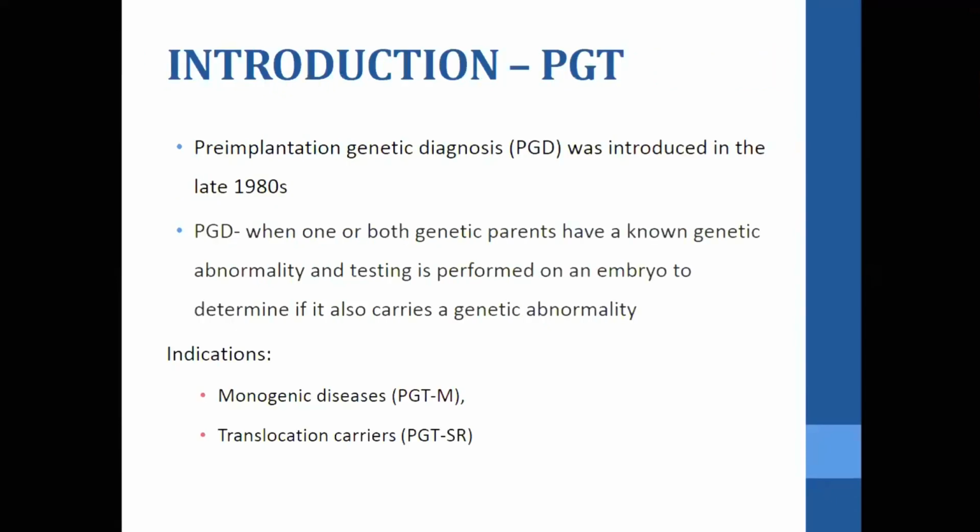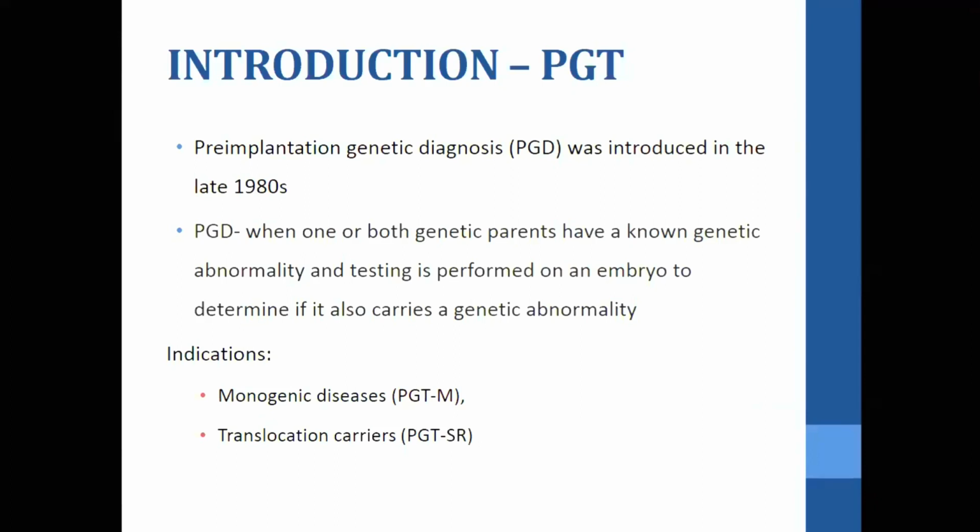Now, the next part is the pre-implantation genetic testing. This was introduced in around the 1980s. PGT is done when one or both genetic partners have a known genetic abnormality, and we are testing the embryo to determine whether the fetus has any genetic abnormality. The indications can be for monogenic disorders. In that case, it is known as PGT-M.